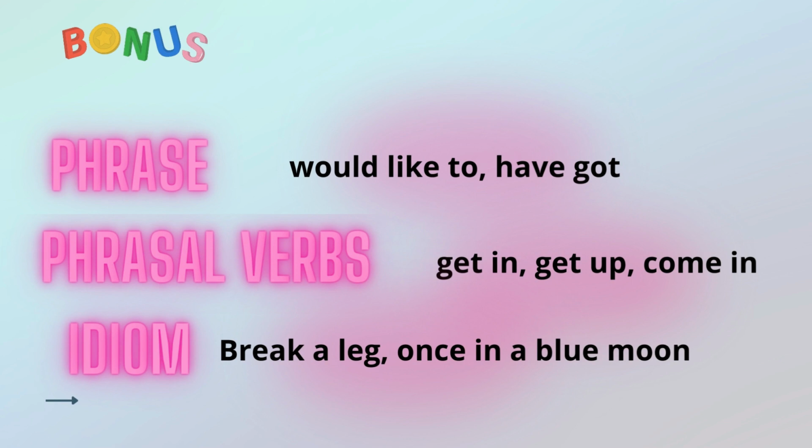Okay, so far we have covered the parts of speech that you essentially need, but this bonus may help you for a more advanced study and analysis. Phrase. These are a group of words that are used together and have a meaning by themselves. For example, would like to or have got. Phrasal verbs. These are verbs that contain a particle. Their meaning changes from the original verb. For example, get in, get on, get up, come in, come across, etc.